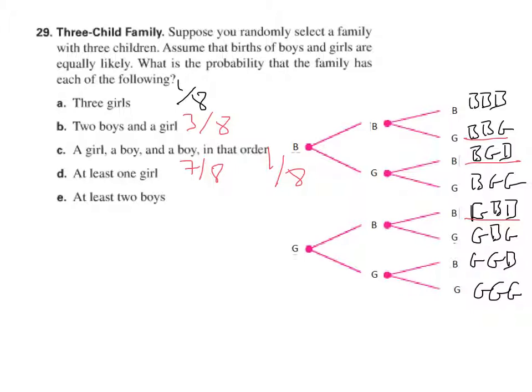At least two boys. Well, it's going to work out that there's going to be two boys, or it could be three boys. Excuse me. Better think about this differently. 1, 2, 3, 4. I'm only counting 4 times where there are at least two boys. Let's see, I'll get the last one. So 3, 2, 2, 1, 2, 1, 1. Yep, so I'm counting 4 out of 8.